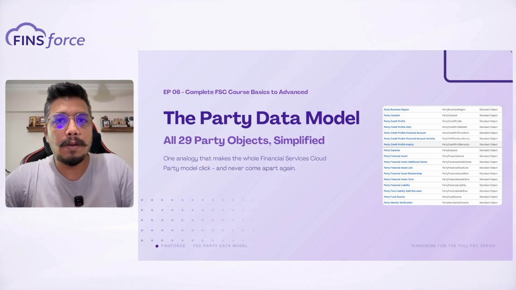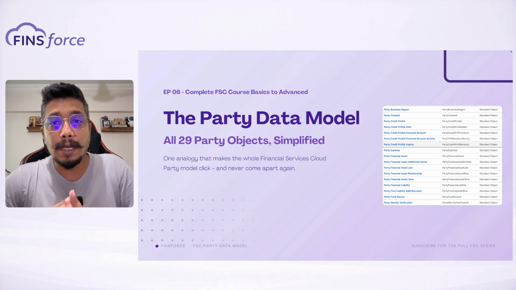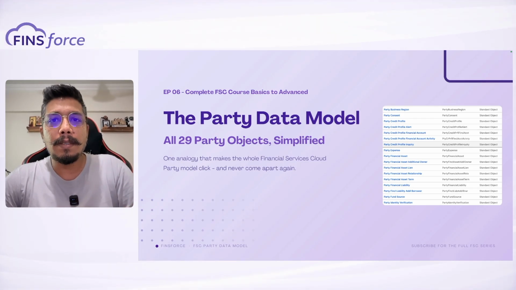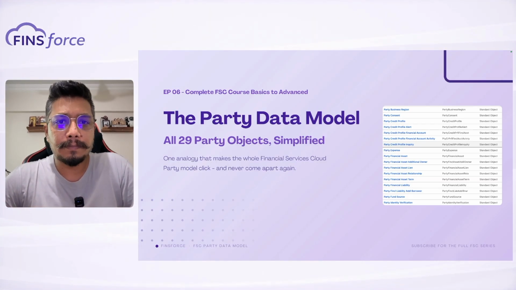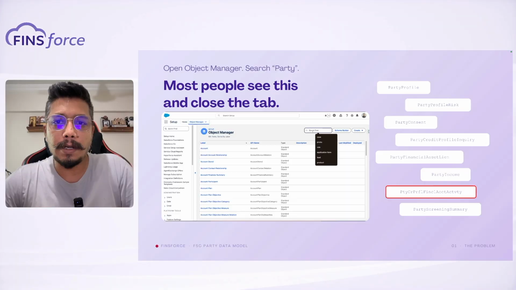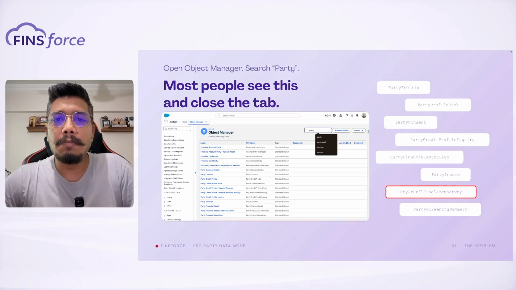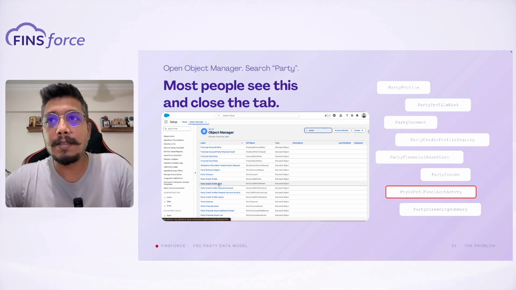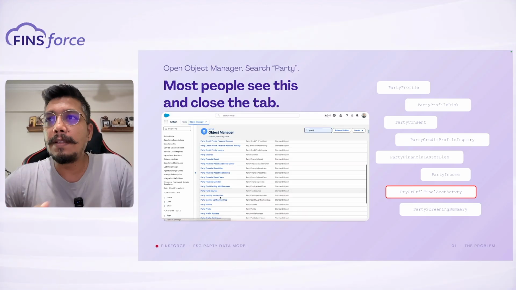In today's video, we are going to look at what the party data model is and how many objects are related to it. We will map this with a real-time example. If you go to the Object Manager and type "party", you will see multiple objects related to party come up. Even a few API names will not make sense, like PTY, create profile, Fins SSC activity.